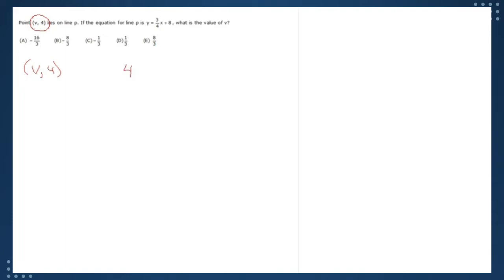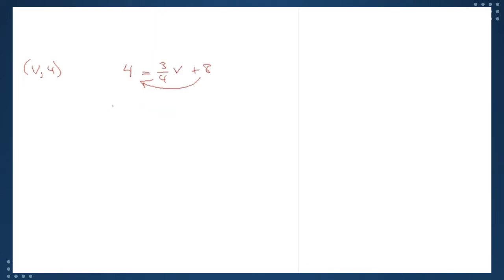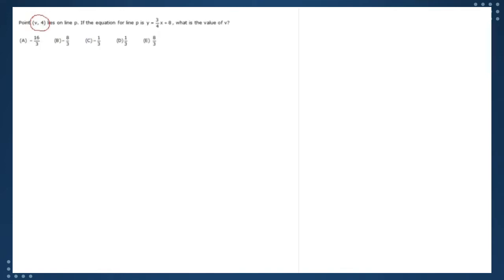So we have 4 equals 3/4 v plus 8, and we're just going to do the math. We bring the 8 over to the left. That becomes minus 4 equals 3/4 v. Hold on, I'm just getting the board back. Okay, minus 4 equals 3/4 v. We bring the 4 over, negative 16 equals 3v, divide both sides, and that's our answer.